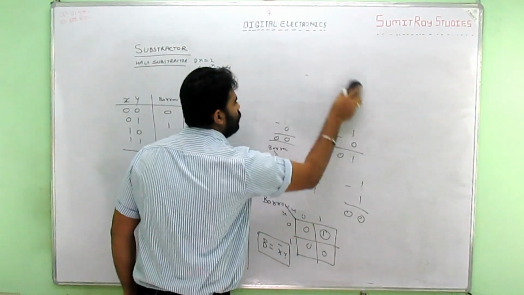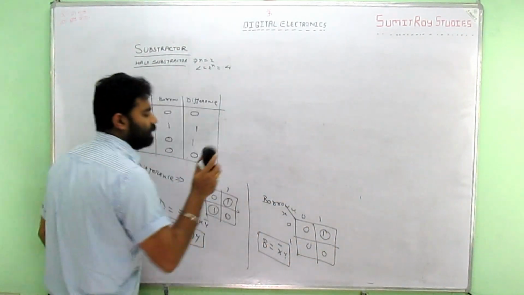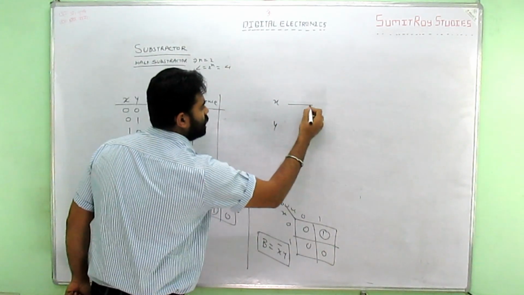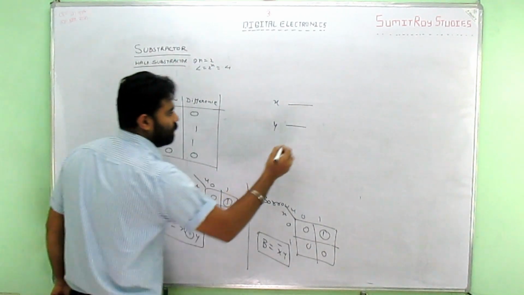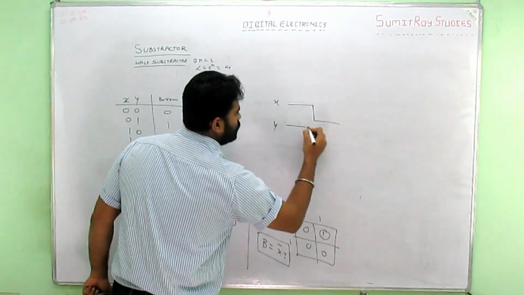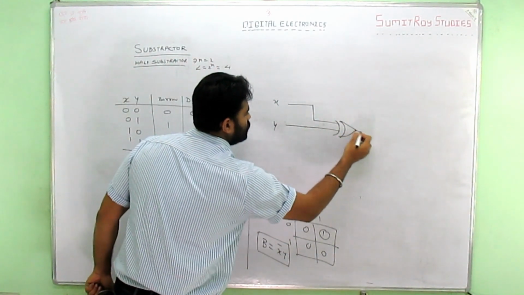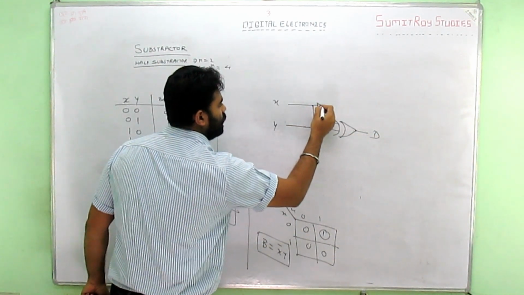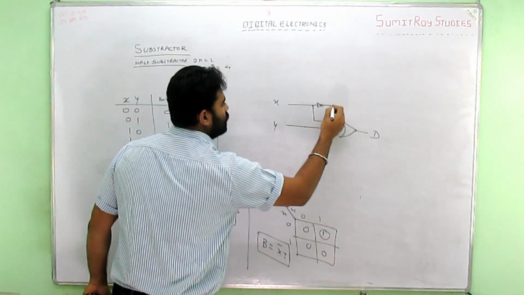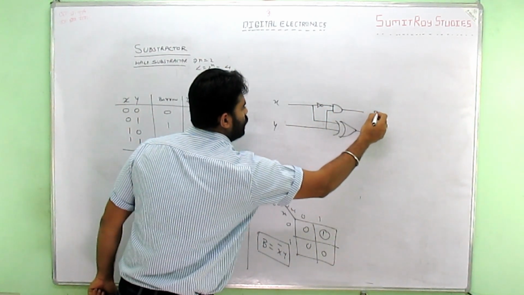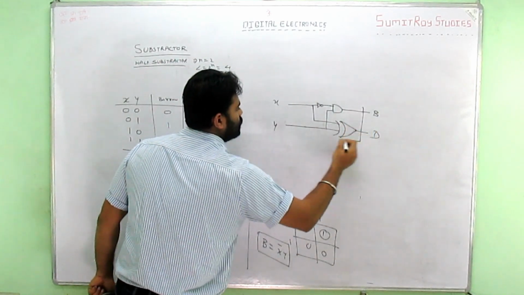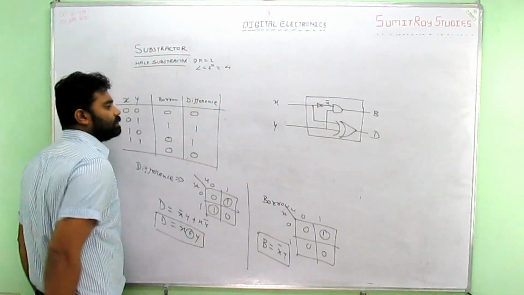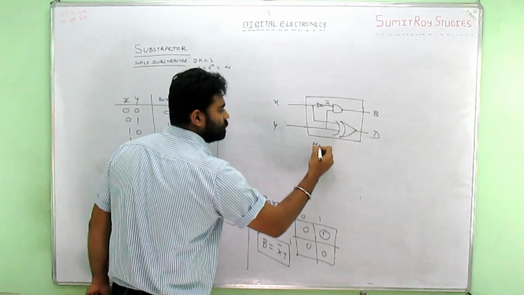If a circuit has to be developed with the help of a logic diagram, then x and y are the inputs and x exclusive OR y is the difference. This is the difference part, and x bar and y is the borrow part. This is x bar and this is it. So this is the half subtractor.